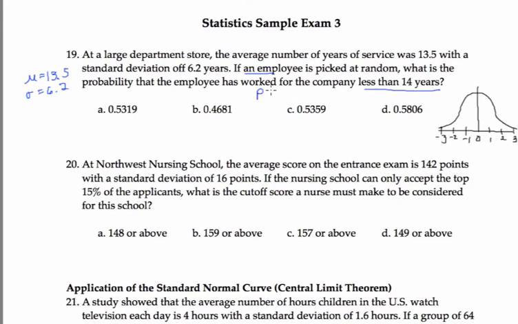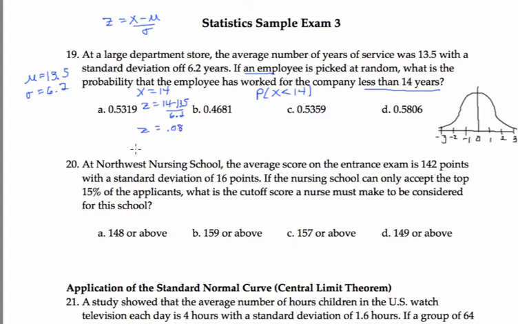So the probability that the data value is less than 14. Well, that 14, that's my x, that's my data value. So I have to figure out the z-score that goes with that. Again, the z-score formula: data value minus mean over standard deviation. So my data value is 14, minus the mean, 13.5, over 6.2. So my z-score associated with the data value of 14 is 0.08.